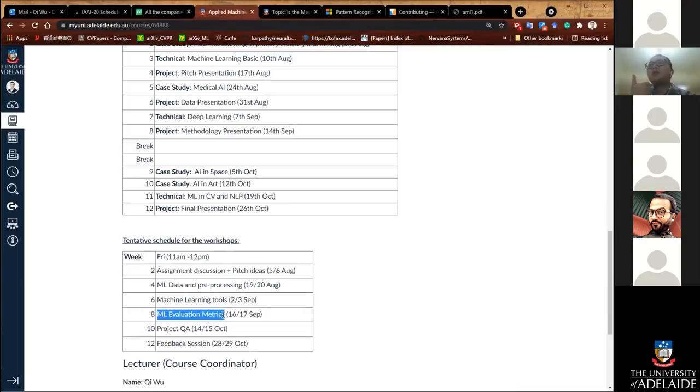It's just an accuracy. Well, for some other problem, you may need to use the IOU, the intersection over union, or the recall score or precision score. There are so many different evaluation metrics you can use for machine learning applications. So we can help you to find out what kind of evaluation metrics or methods you can use for your project, right?